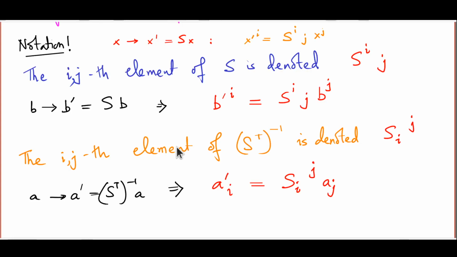Now that we have understood the rationale behind using suffixes and superfixes for components, as well as the reason behind the upstairs-downstairs restriction in the Einstein summation convention, let us try to see how that applies to the case of coordinate transformations themselves. We had so far talked about a general linear coordinate transformation. x goes over to x prime equals Sx. This of course is written in the matrix notation. If we want to write this in component notation, I would write this as x'^i equals S^i_j x^j, where S^i_j of course is the ith row jth column element of the matrix S.